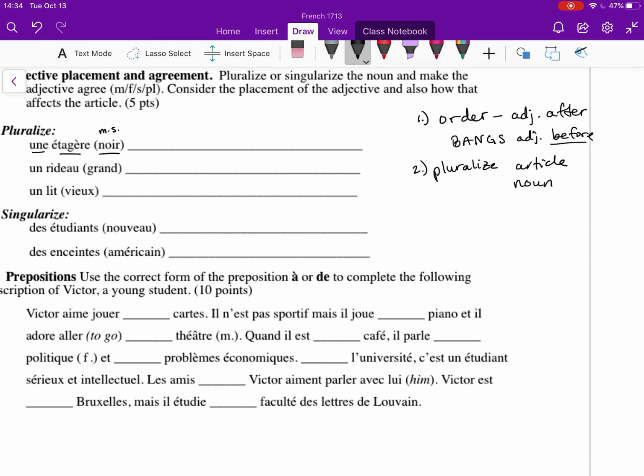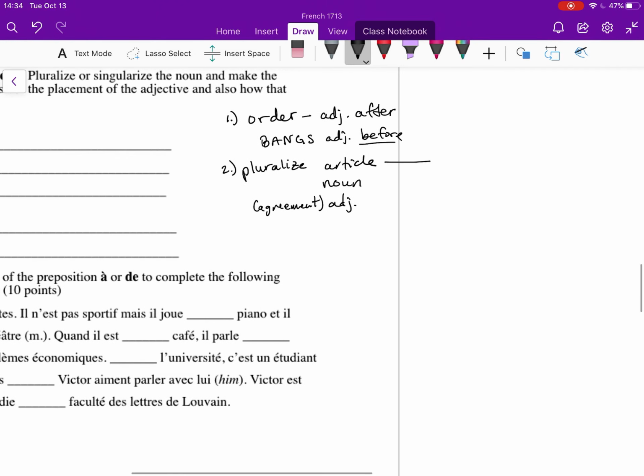The second thing is to actually pluralize or singularize, in this case pluralize, the article and the noun, and otherwise make all agreement, masculine, feminine, singular, plural, for the adjective. So for articles, le, la, and l' will become pluralized with les, or vice versa, les will become singularized with le, la, or l'. Un, une will get pluralized with des, and vice versa, des will become singularized with un and une. It's very important that you stay within the same category. So don't pluralize une by going with les. That's the wrong category. And vice versa.